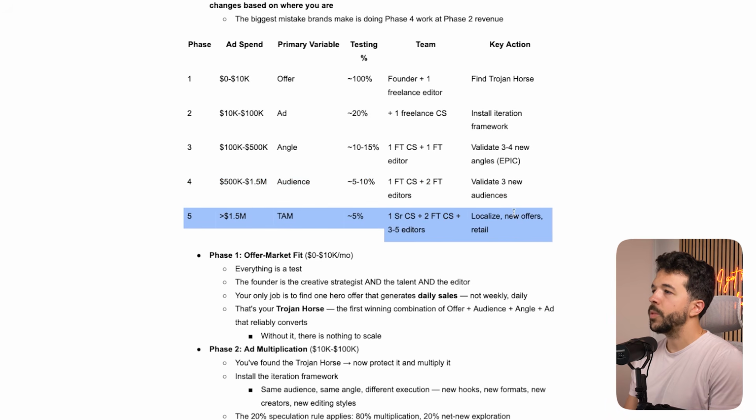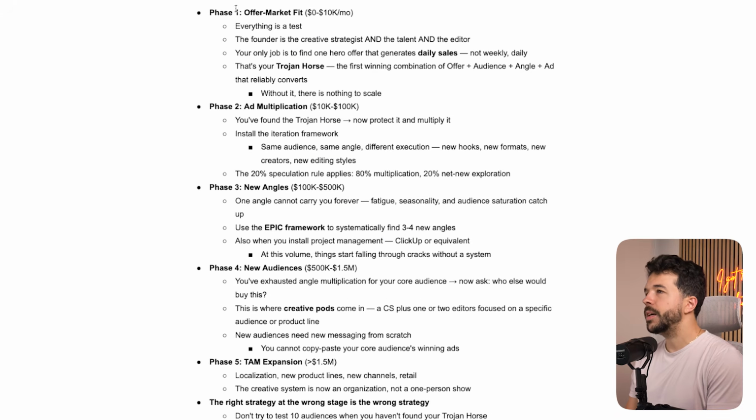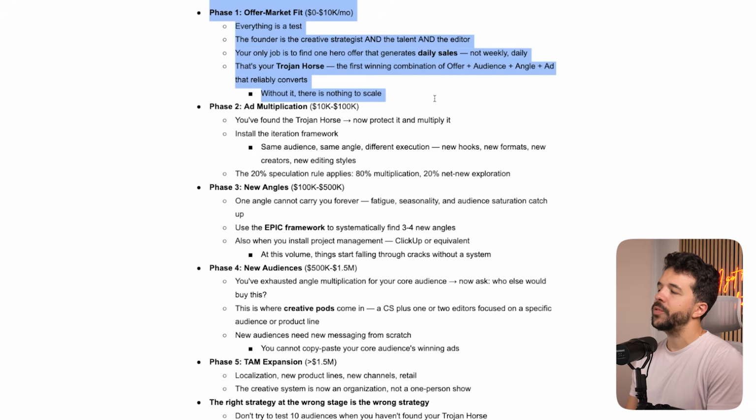Phase 5, over 1.5 mil. This is where you play with the TAM. This is where testing budget goes up to 5%. This is where you have 1 senior creative strategist, 2 full-time creative strategists, 3 to 5 editors. This is where you're basically building an agency. You're basically working in a pod system. And the key actions here are basically related to playing with the TAM, so localizing, new offers, going retail offline, and so on.